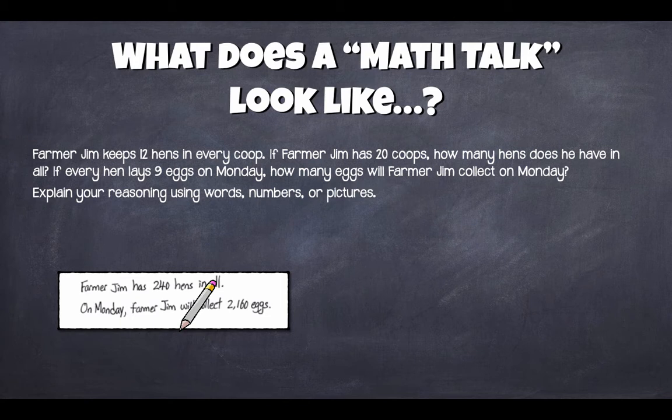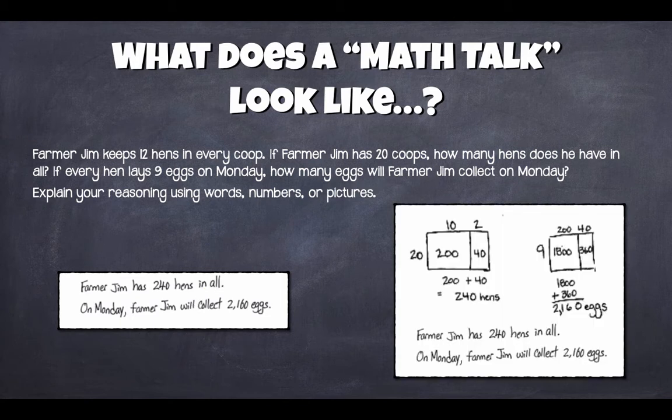It's great that you can tell me an answer and that your answer is correct, but I want to know how you got there. How did you get to that answer? So in addition to having that answer, we might want to add in something like this. So this is the actual strategy that we use to solve the problem. So to find the 12 hens in every coop and the 20 coops, we did 20 times 12, right?